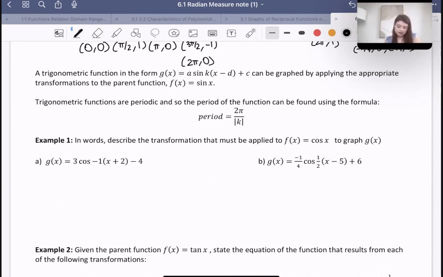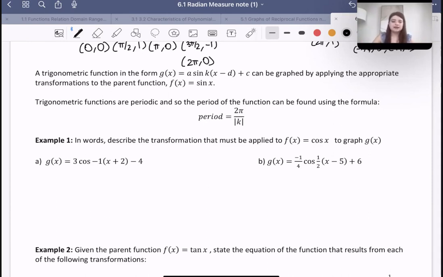So example 1 asks us to, in words, just describe the transformations that must be applied to the graph of cosine of x in order for us to get g of x. There's actually an entire video in unit 1 that was all about transformations of functions in general. So if you're not familiar with transformations of functions in general, definitely go review those, because this is a whole topic in and of itself.